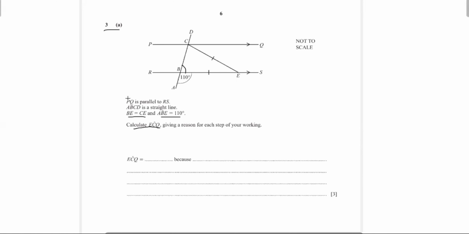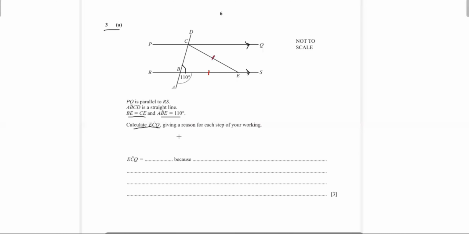Question number 3, part A. PQ is parallel to RS. You see here, this is PQ and this is RS. These are parallel to each other. And next, ABCD is a straight line. BE equal to CE, and these two sides are equal.